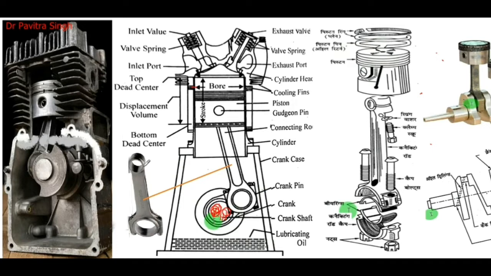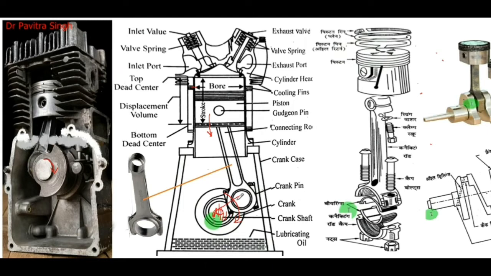This piston is reciprocating, TDC to BDC, BDC to TDC. The reciprocating motion of this piston is converted into rotary motion of the shaft by the arrangement of the connecting rod, crank and crankshaft. When this piston moves, suppose it is moving vertically downward, the connecting rod will push this crank. This crank will rotate the crankshaft.